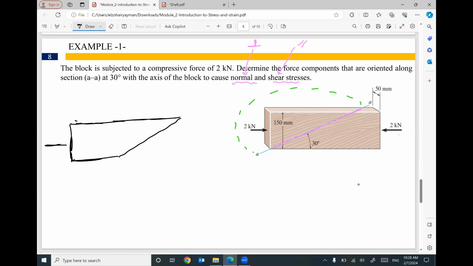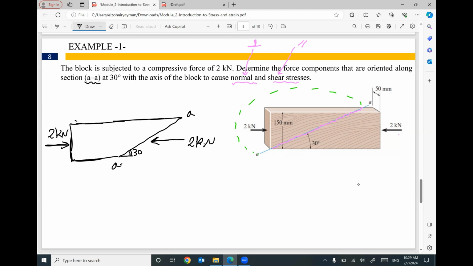I have a force here, 2 kilonewton. If you apply summation f of x equals 0, I should have another 2 kilonewton here to make sure summation f of x equals 0. This is the cross section AA that I'm looking for. We are looking for section AA, and this section has an inclined angle here, theta equals 30 degrees.